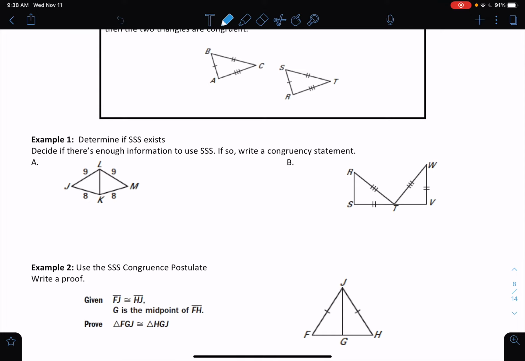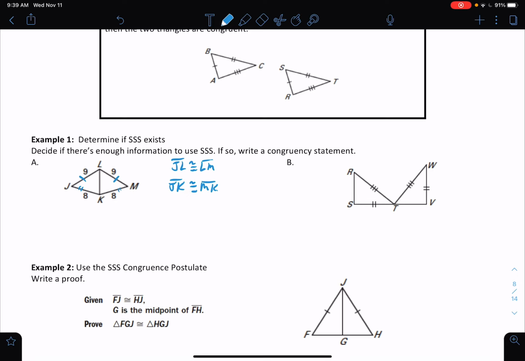Okay? So, in example A, we've got two sides that both have a length of 9. Since they have the same length, their sides have to be congruent. So we have JL is congruent to LM. That's given to us based off this diagram. All right, we are also given these two side lengths have a length of 8. So we know that JK is congruent to MK. I should be putting lines above these. Sorry.